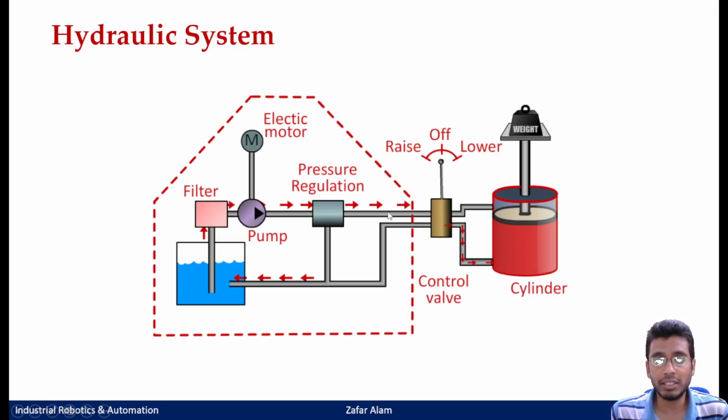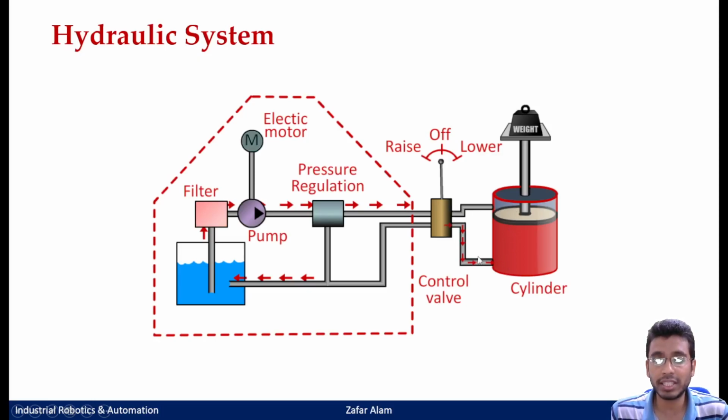If the pressurized fluid is directed through this path, then this leads to the extension of the cylinder, finally lifting the weight. And if you put the valve to the opposite side, to the lower end position, then of course your pressurized fluid is directed towards this port, and then you retract the cylinder back.